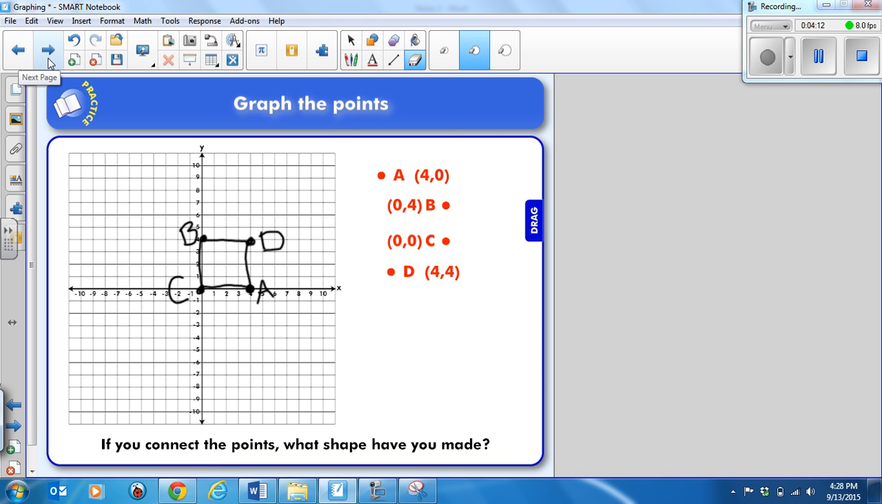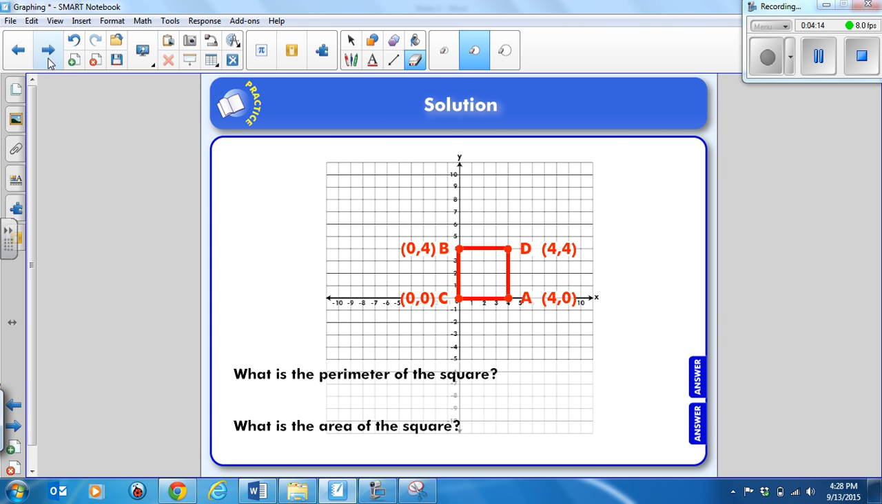Okay. Alright, there are the points graphed. And now it says, what is the perimeter of the square? Alright, let's talk about the perimeter. The perimeter, as a review, is the distance around the shape. So we just add up all the sides.